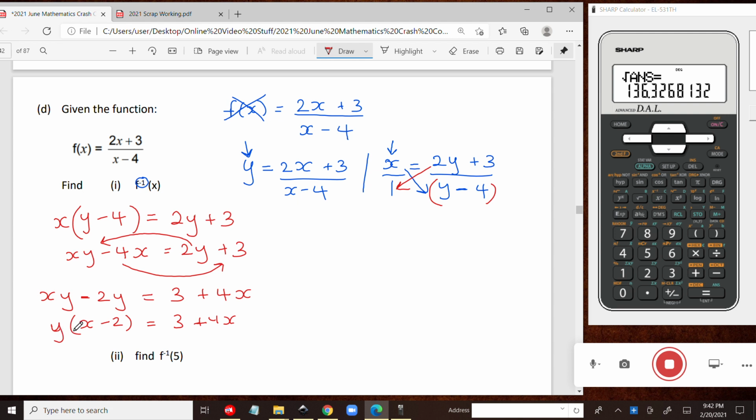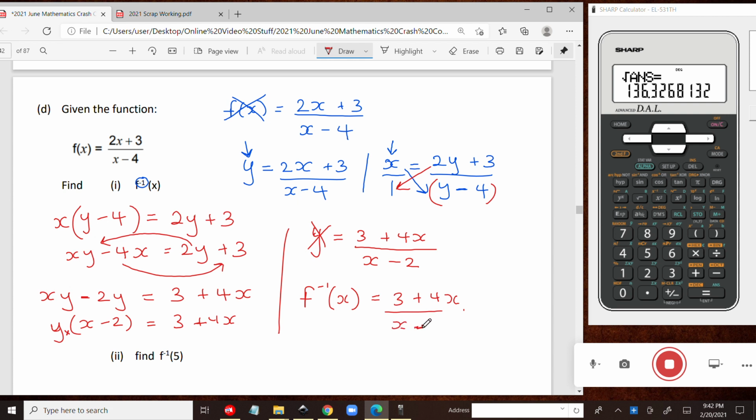Now, in between the y and the brackets, there's a secret multiply. Throw across the multiply, right? And you will just get a divide. So this whole thing gets divided by x minus 2. You notice we made y the subject. Once you make y the subject, throw away the y now and put f inverse x is equal to 3 plus 4x divided by x minus 2. And that's the end of that question. Right? Sorry for the bad minus sign there.